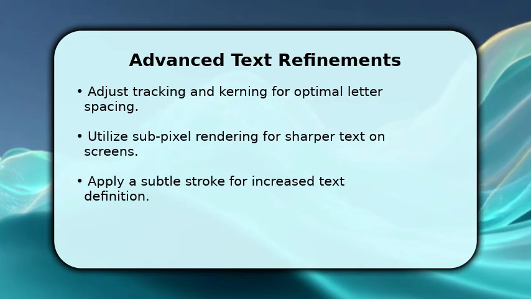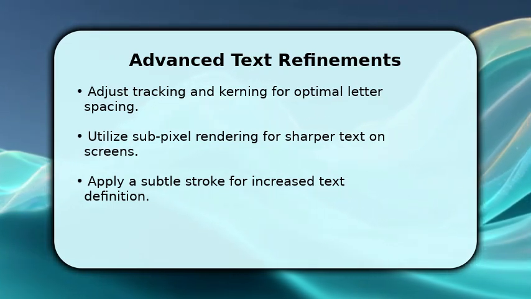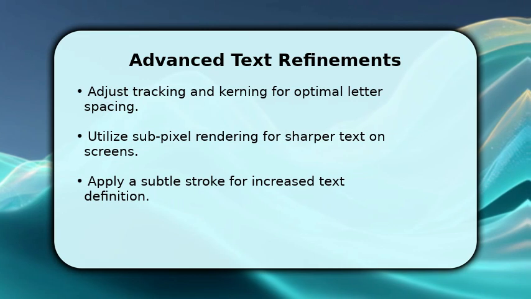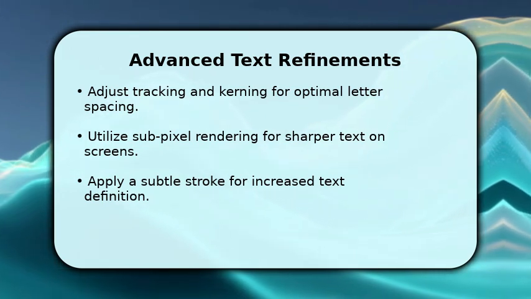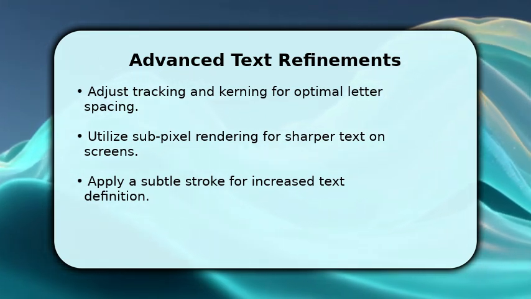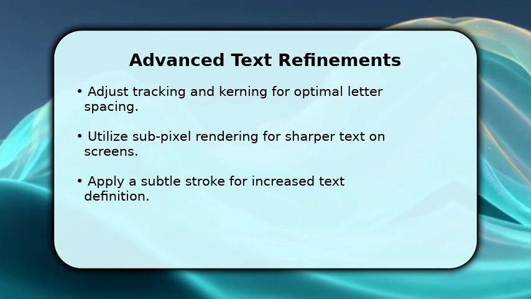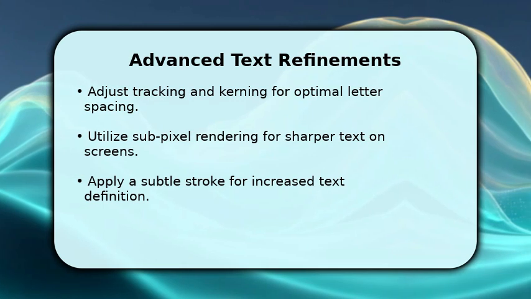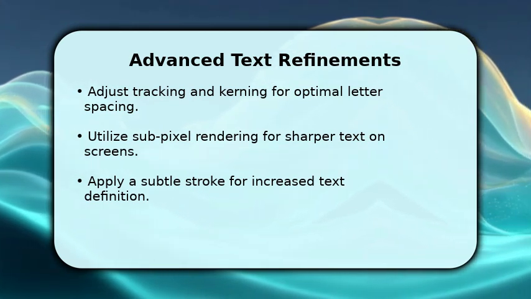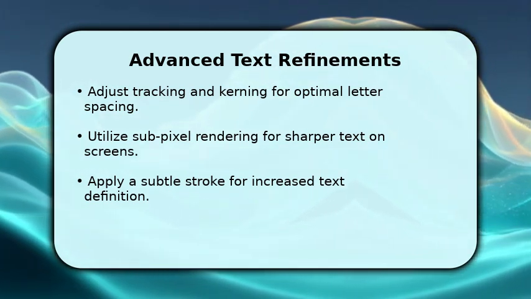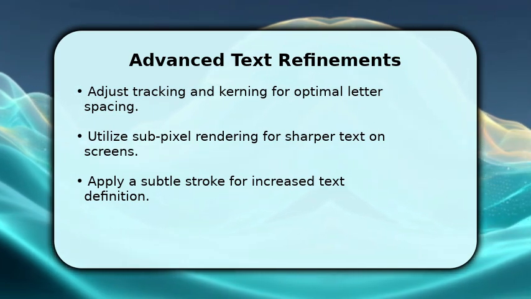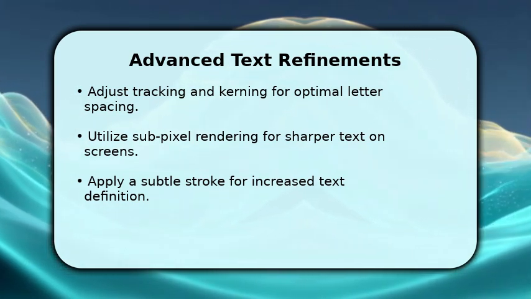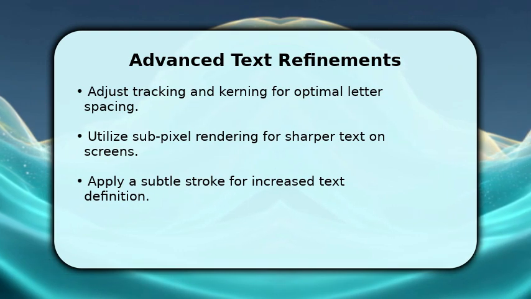Next, let's refine the text appearance. Adjust the tracking and kerning values in the character panel to achieve balanced letter spacing. For digital displays, consider enabling sub-pixel rendering in your system settings for even sharper text. Adding a very subtle stroke, perhaps 1 pixel in size and a dark color, can also enhance definition without making the text appear too heavy. These small adjustments make a big difference.